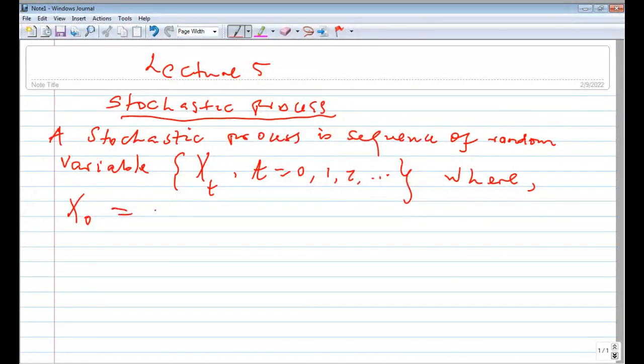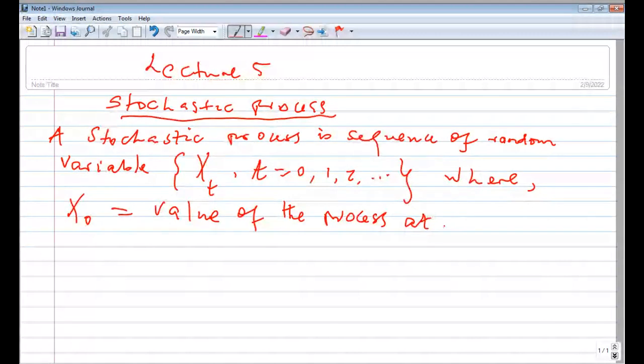X_0 represents the value of the process at time t equal to 0.